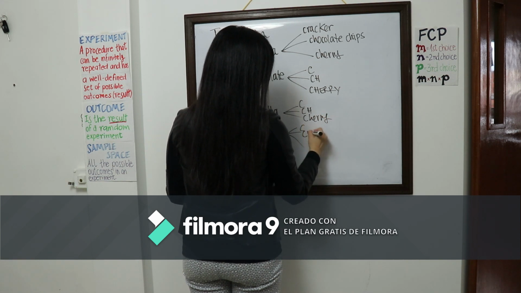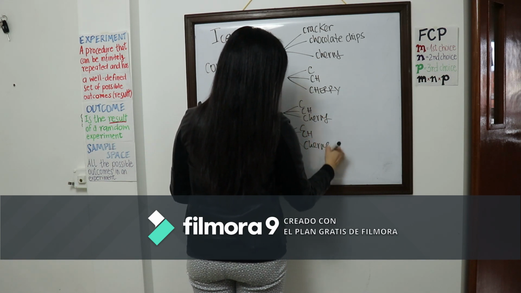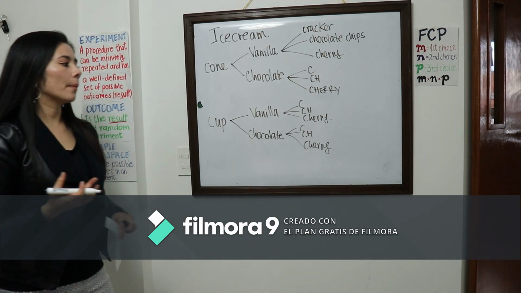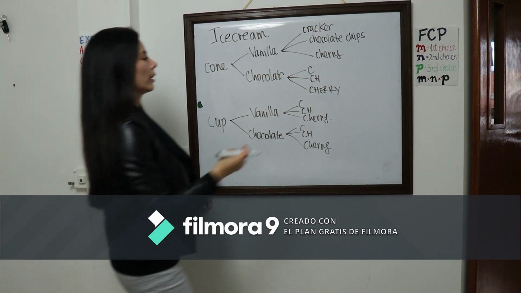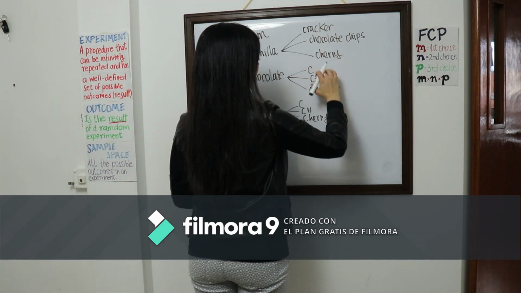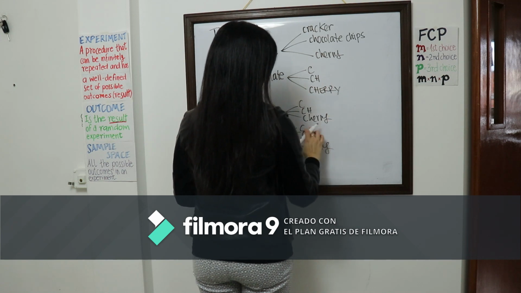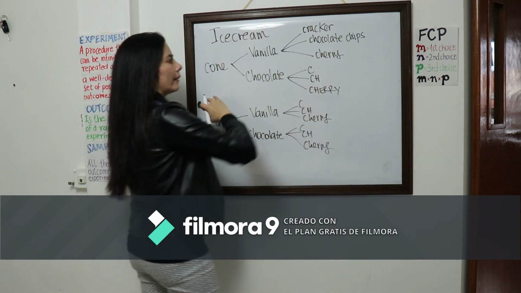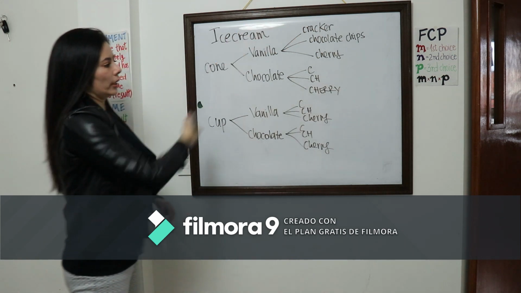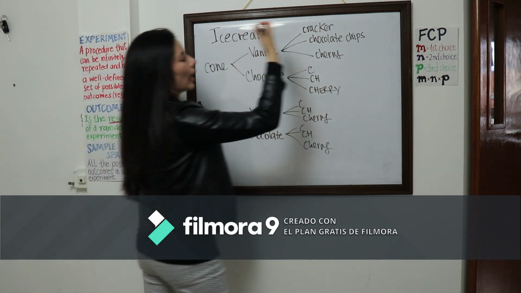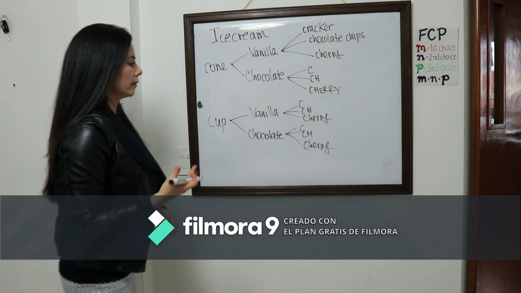And so the question is, how many options do we get at the end? Well, think about it. 1, 2, 3, 4, 5, 6, 7, 8, 9, 10, 11, 12. The very last branch in the tree is going to tell me how many options I have available.